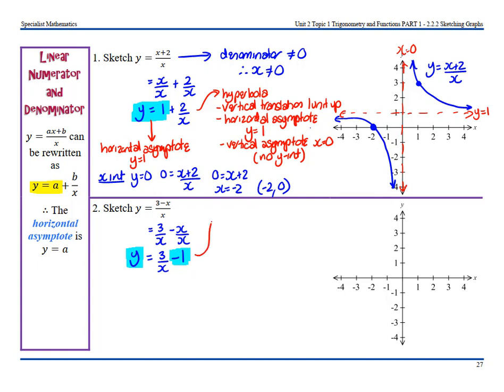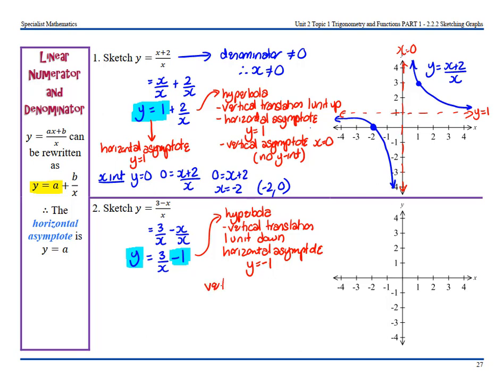Your other option is to think about what you were doing in methods. You knew that was a hyperbola. Your vertical translation was 1 unit down, which meant your asymptote was y equals negative 1. Okay, so that's all that's coming from. It's just what you were doing before.